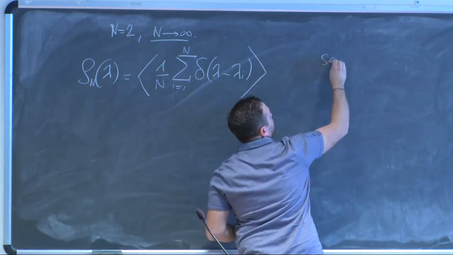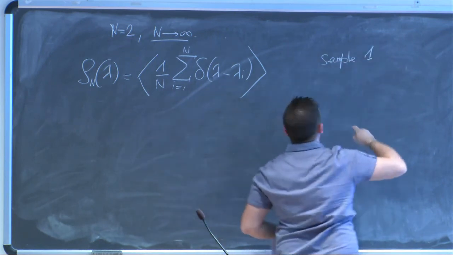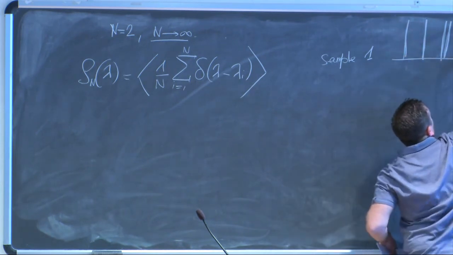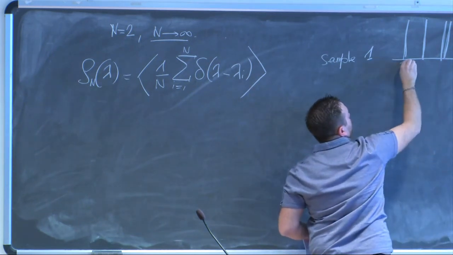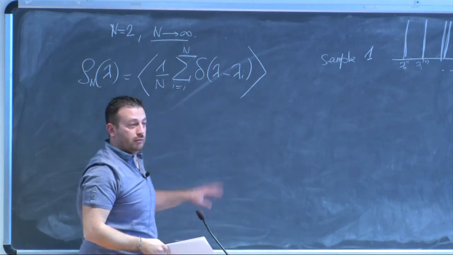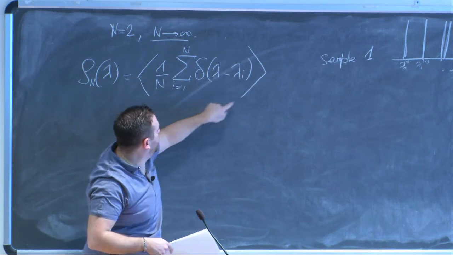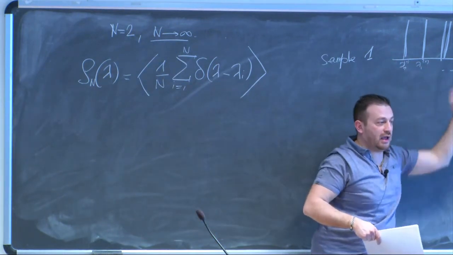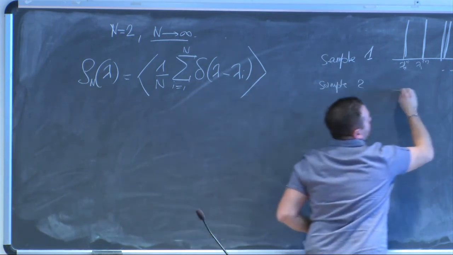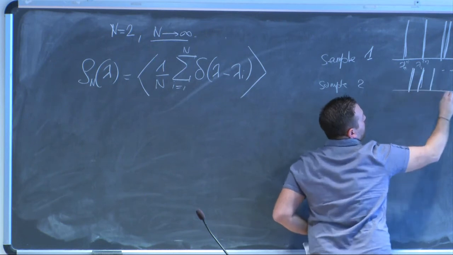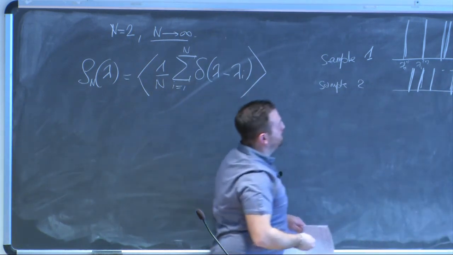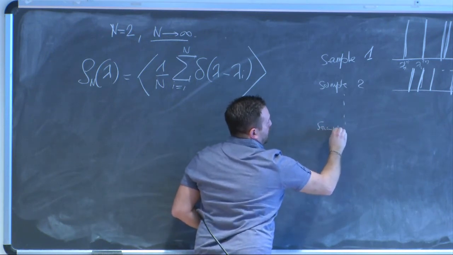So suppose that you have the first sample of your random matrices. So this object here will produce a set of spikes at the location of each eigenvalue, lambda 1 of the first sample, lambda 2 of the first sample, lambda n of the first sample. You just have to sum all the spikes at the position of each eigenvalue. Now, you do the same thing for the second sample, and you will have spikes somewhere else in general. You will have the same number of spikes, and down to the nth sample.